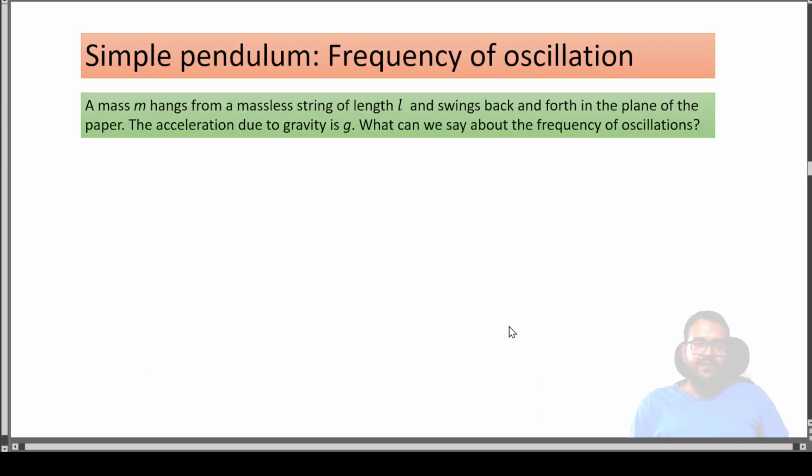Next, I'll do some examples. There is a simple pendulum. What will be its frequency of oscillation?